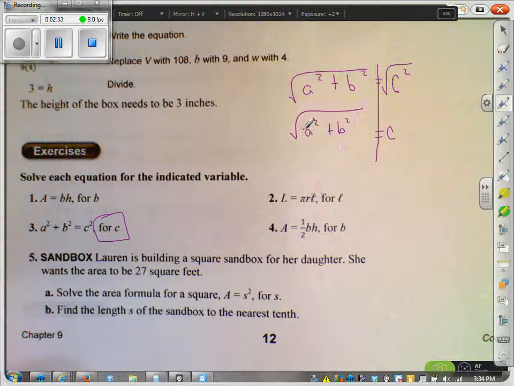Now, I would accept this as an answer, but we can actually simplify this a little bit more, because we know that no matter what a and b are, when we square them and then find the square root of that, it's going to get rid of these squares. So really, c equals a plus b. Well, I did that kind of backwards, didn't I? There we go. So c equals a plus b, and that would be number 3 there.